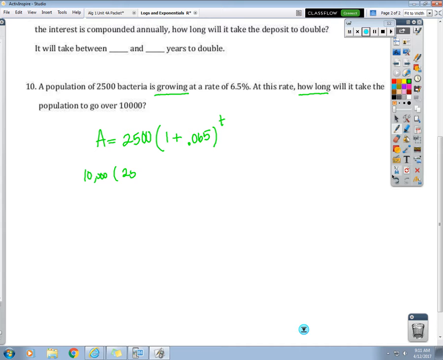equals 2,500 times 1.065 to the t power. Then what would you do? Right? And you get what?